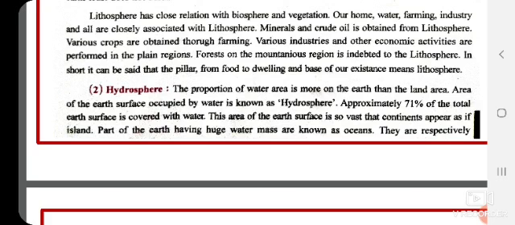In short, it can be said that the pillar for our existence, from food to dwelling, is the lithosphere. Whatever pillar we have, the earth surface is our pillar, a means from eating to dying. Everything is there in the lithosphere.